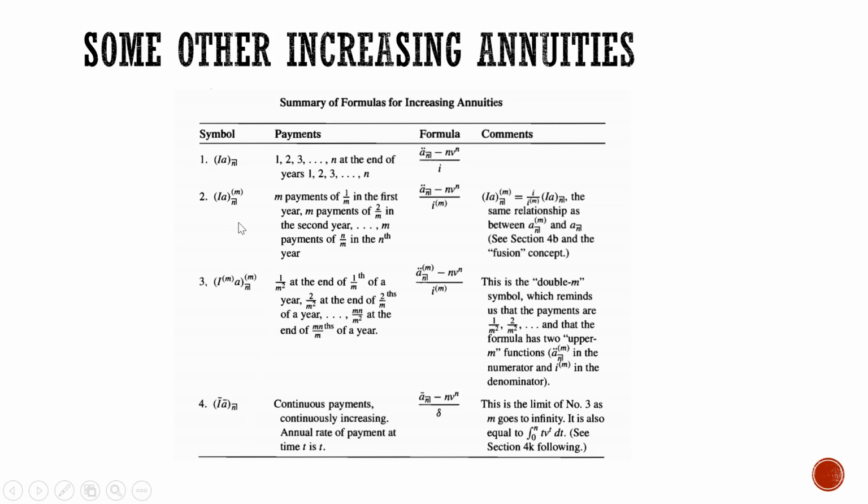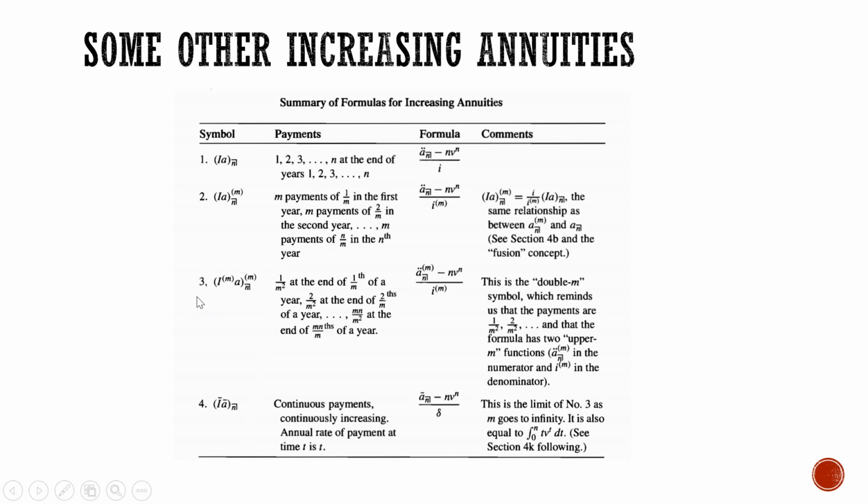Then we have this formula (I^(m)A)_n^(m). That means we have m payments of 1 over m in the first year, m payments of 2 over m in the second year. So basically each year, in the first year we also pay 1 totally, but we divide it into m terms. In the second year we pay $2 totally, but we divide it into m terms, so we have 2 over m for each term. This formula is where we replace i by i^(m).